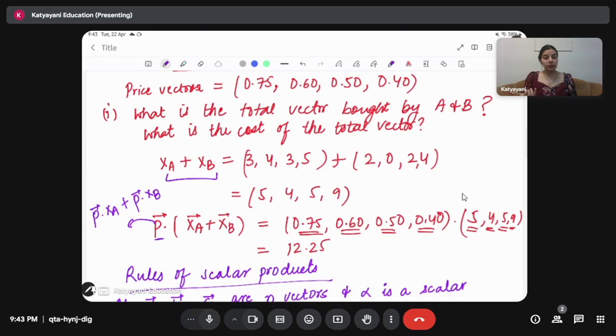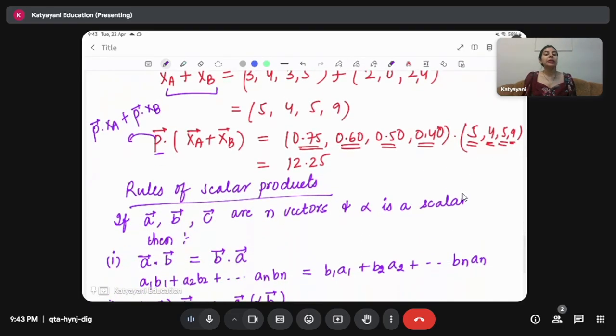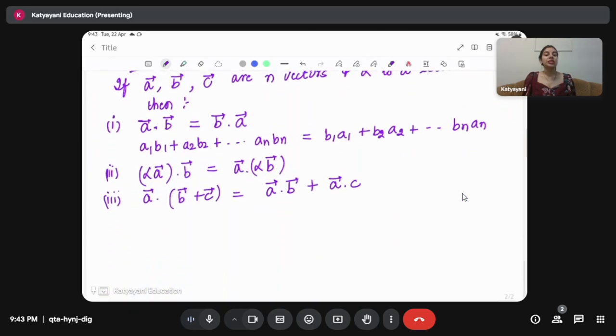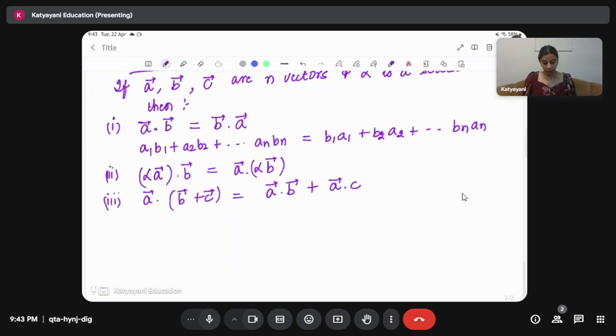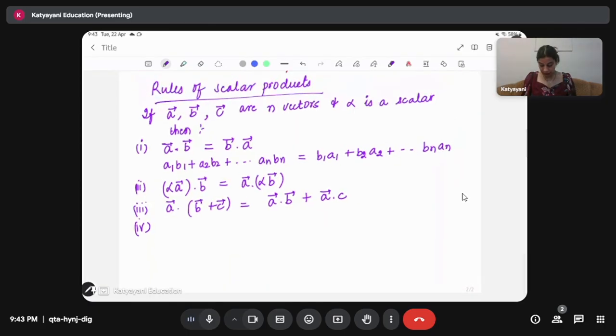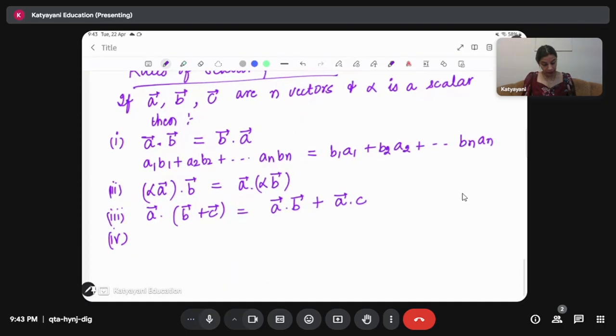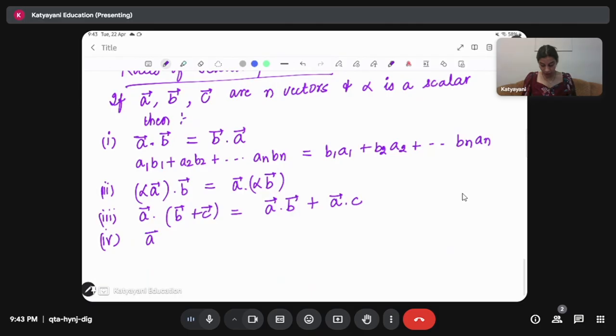So which is intuitive and which makes sense, right? So you can see that the scalar product also follows the distributive property, right? The fourth one is that if I take the dot product of A with itself, and it is given to me as positive, then that can happen if and only if A is non-zero, right? So let's look at the proof of this one.